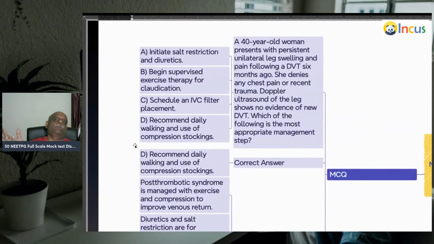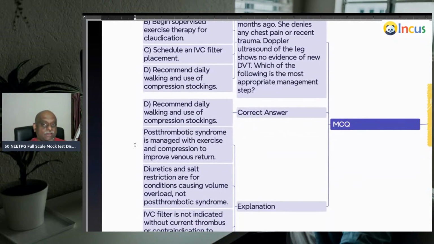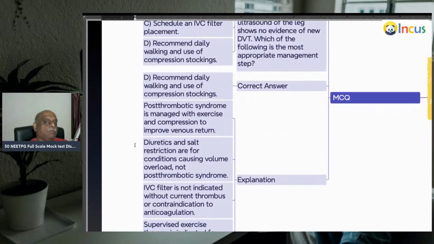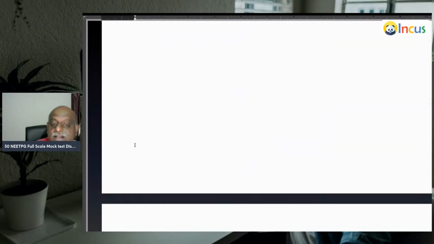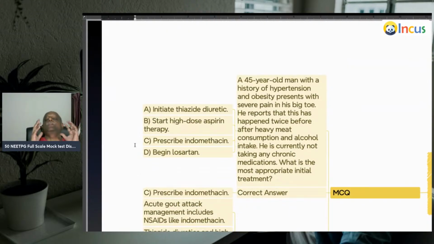A 40-year-old woman with persistent unilateral leg swelling. So whenever there is a DVT, post-thrombotic syndrome should be managed with exercise and compression to improve the venous return. Otherwise, it leads to disastrous effects on the limb which had the deep vein thrombus.